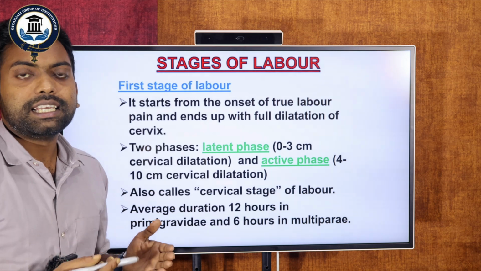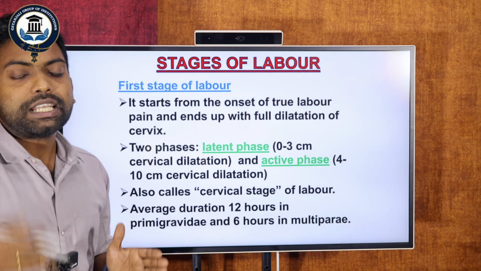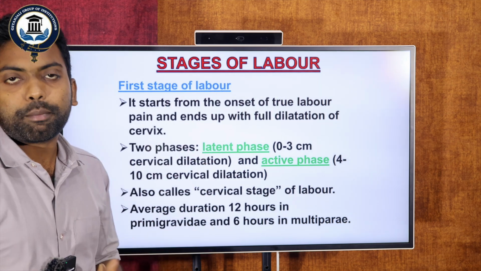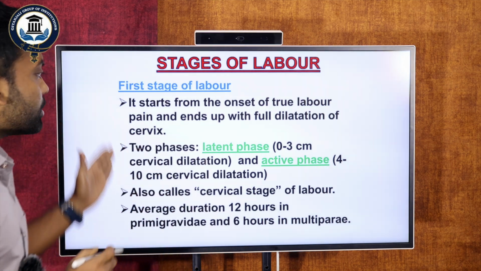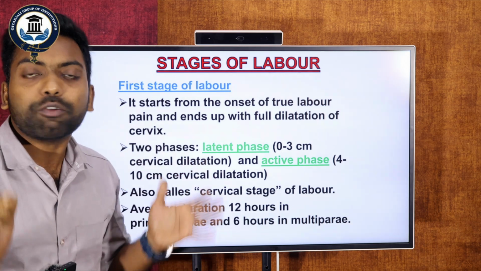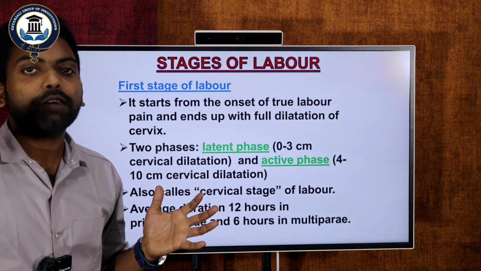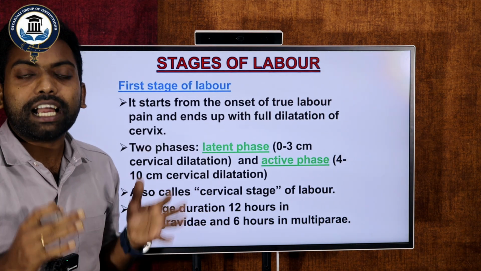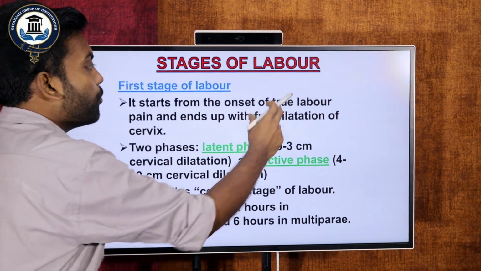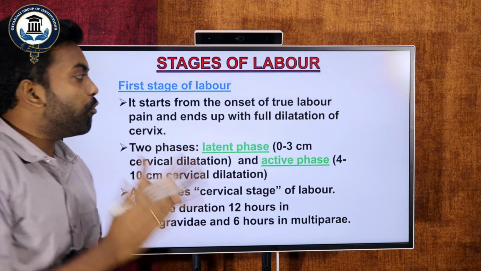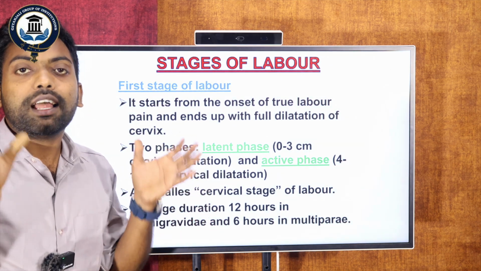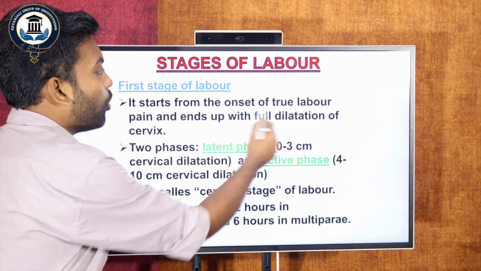My dear students, let us see how the first stage, second stage, third stage and fourth stage happen. What exactly happens in the first stage of labor? The first stage of labor starts with the onset of true labor pains. You must understand the meaning of true labor pains and false labor pains. Regarding that I will take the next session, but the first stage of labor starts with the onset of true labor pains. So when the mother is getting the pains, that seems to be the starting of labor. So that will be called true labor pain.